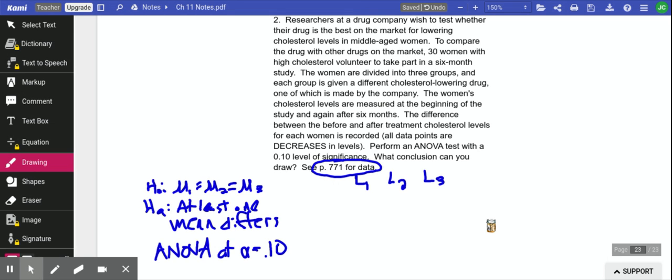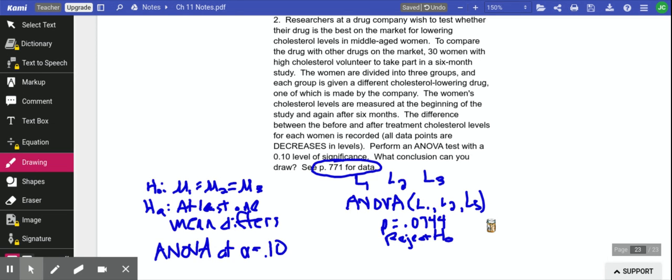Once it's in your calculator, you're going to go to Stat, Test, and ANOVA. It should be the very last thing. You're going to do ANOVA L1, comma L2, comma L3. And the only thing that we really care about once you put all that data in is the p-value. So your calculator should come back with p equals 0.0744. We're going to compare that to alpha, and it is smaller than alpha, so our decision is to reject the null hypothesis. So we're saying not all of these means are the same.